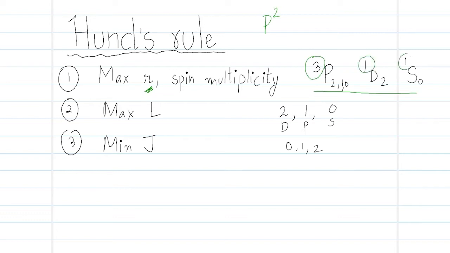So when you want to find the ground state, what will you consider? You will first see which one of these has the maximum value of S. So the maximum value of S is this one. So this will be the ground state. I'm just highlighting this.